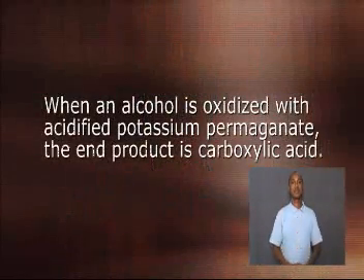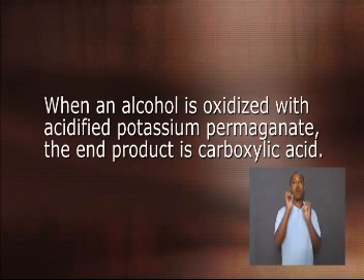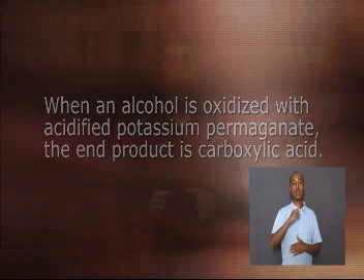Welcome back, students. If you have been following along until now, this should have been an easy activity. Let us now answer the questions together. When an alcohol is oxidized with acidified potassium permanganate, the end product is carboxylic acid. This is a strong agent. Therefore, the compound changes to an aldehyde first and then a further reaction generates the carboxylic acid.